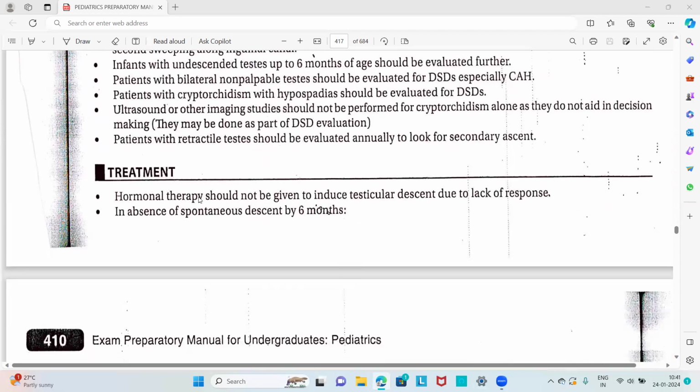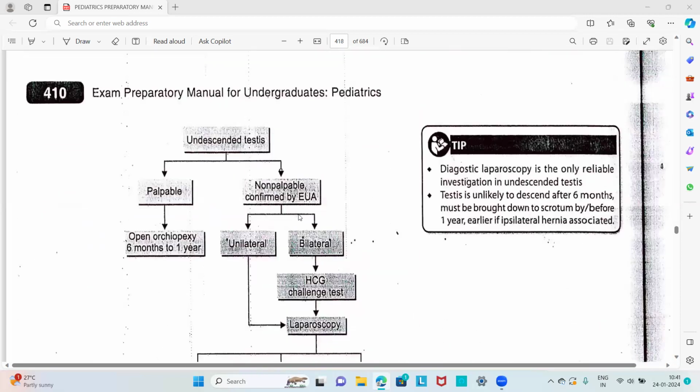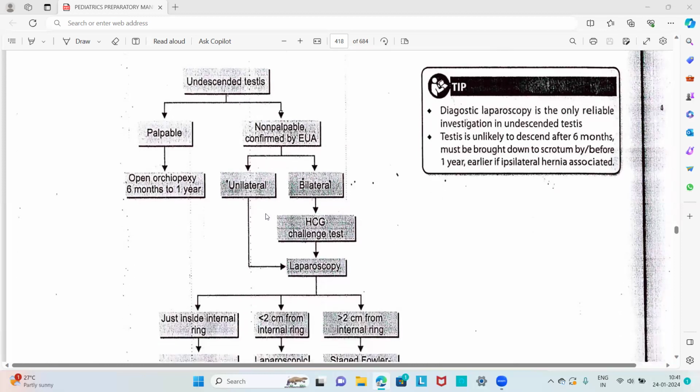Then about the treatment: hormonal therapy should not be given to induce testicular descent due to the lack of response. In the absence of spontaneous descent by 6 months, we have to go for surgery. If the undescended testis is palpable, we can go for open orchidopexy at 6 months to 1 year. If it is unpalpable, confirmed by EUA, then if it is unilateral we go for laparoscopy, and if it is bilateral we go for an HCG challenge test and laparoscopy.